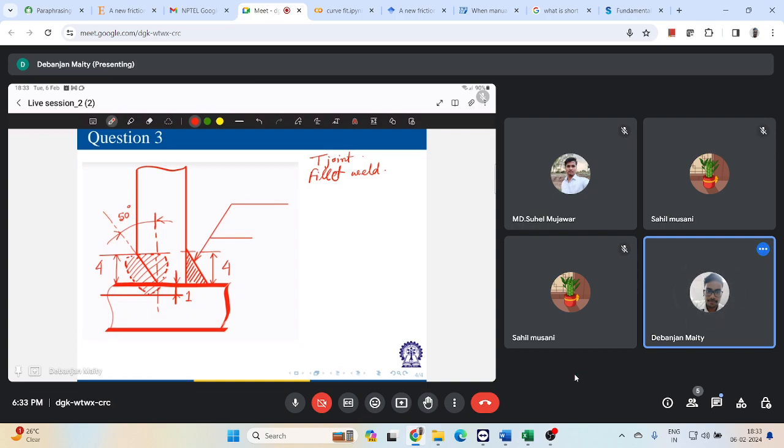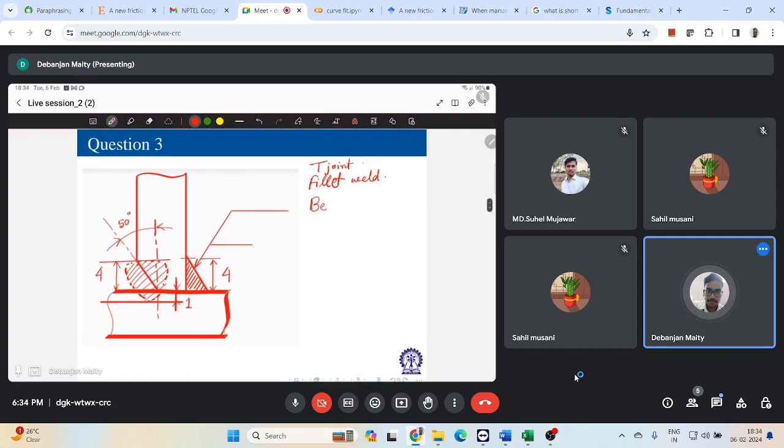What is the other side? My other side is a bevel group joint. So this side, let me take the green one, this side is the bevel group side. And this side is my fillet side.